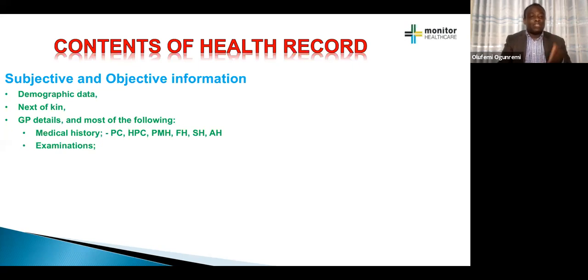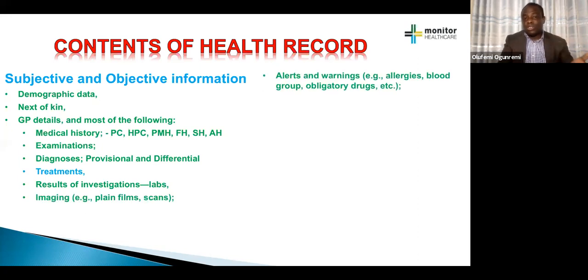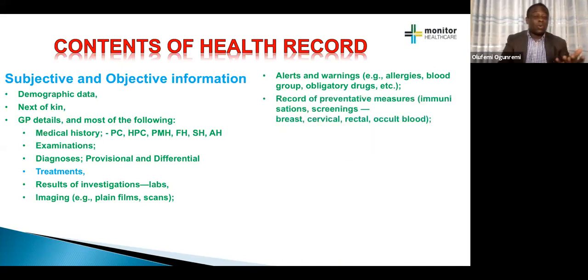And then the examination findings for each time that they have an encounter with the practitioner. Then you have the investigations, and you go on to talk about the diagnosis, both the provisional diagnosis and the differentials. These are things that you find in a patient's health record. The treatment that they had, the results of previous investigations, whether they've had blood tests, whatever it is, you find everything in there. Allergies are quite important because when you're making a decision on a patient, you need to understand all these parameters and data, so that you don't make a mistake with what you do to them the next time.